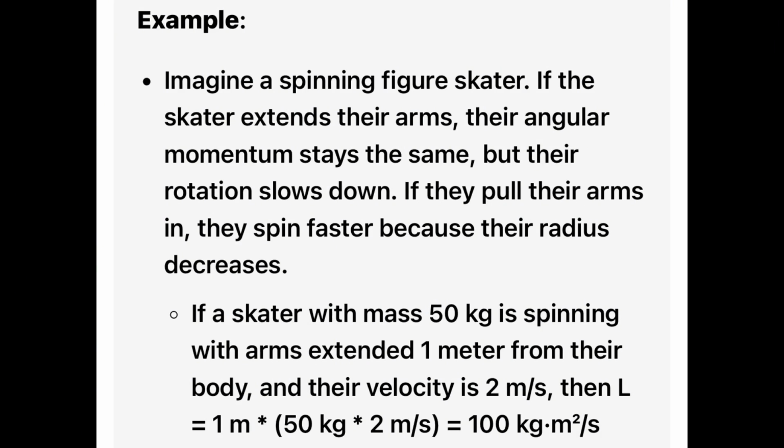So, if a skater with mass 50 kg is spinning with arms extended 1 meter from their body, and their velocity is 2 meters per second, then L equals 1 meter times 50 kilograms times 2 meters per second, which equals 100 kilogram meters squared per second.